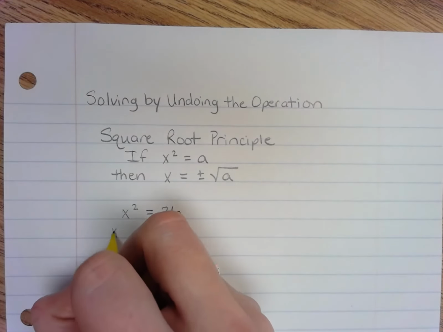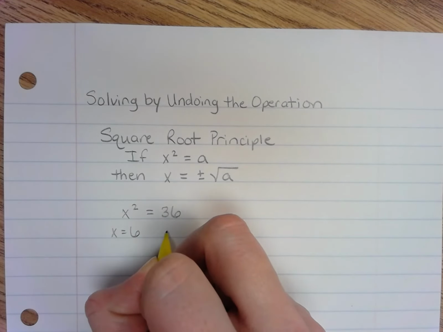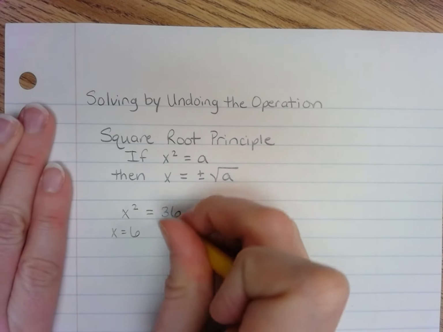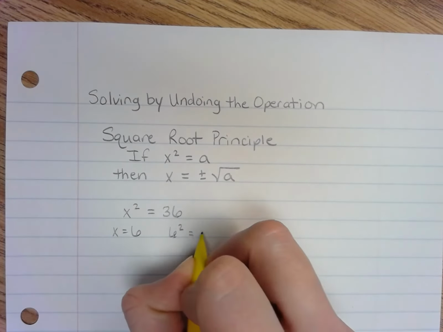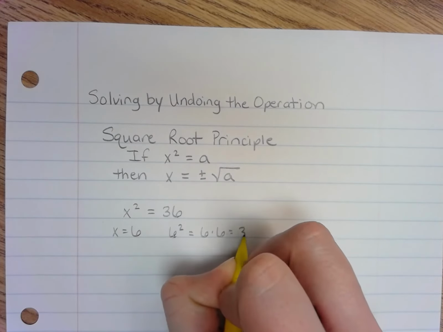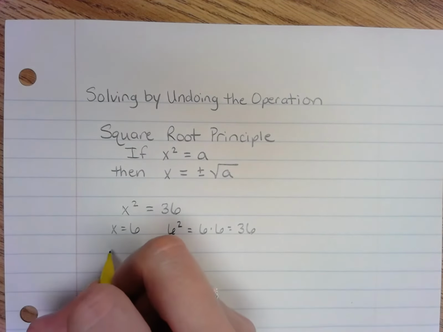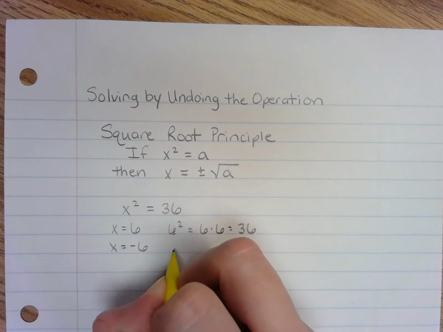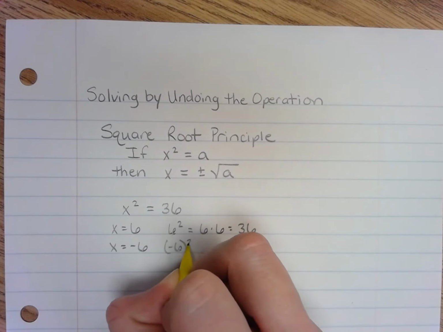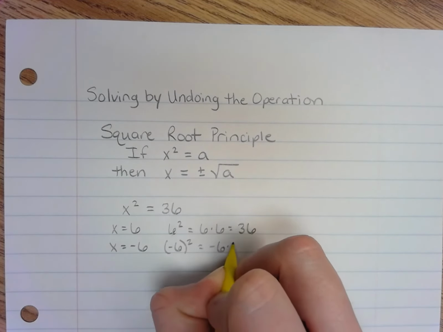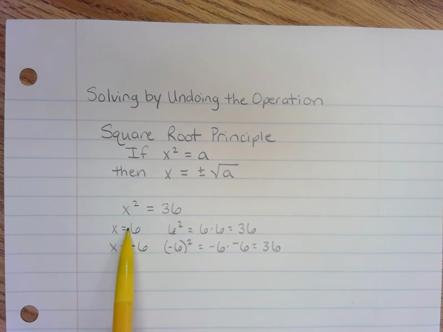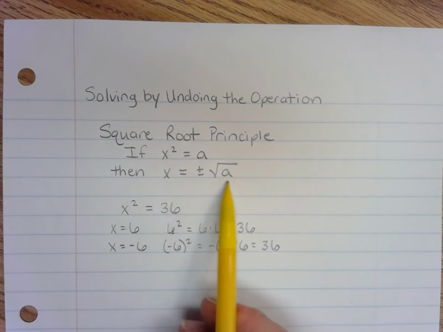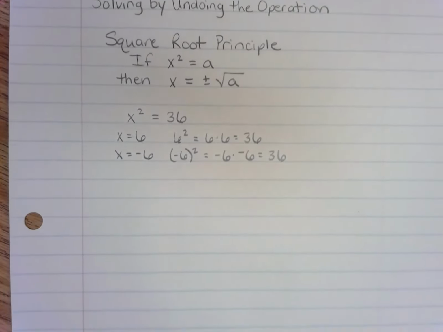Well, if x is 6, let's go ahead and put in that 6. 6 squared means 6 times 6, which is 36. But x could also be a negative 6. So negative 6 squared is like negative 6 times negative 6, which is also 36. So there's where you're going to need plus and minus when you're solving and taking the square root.